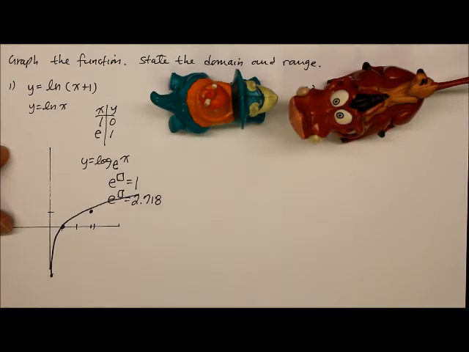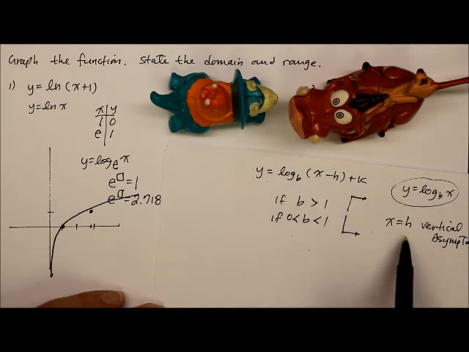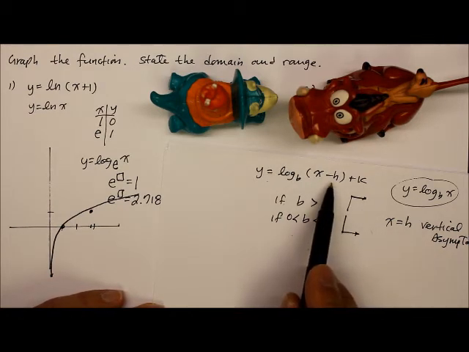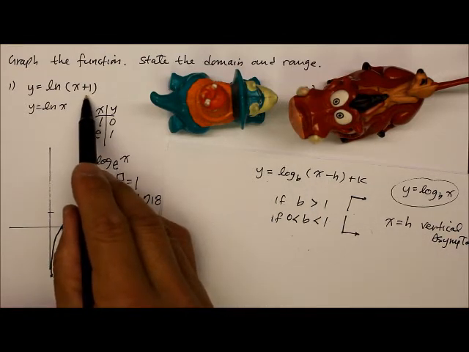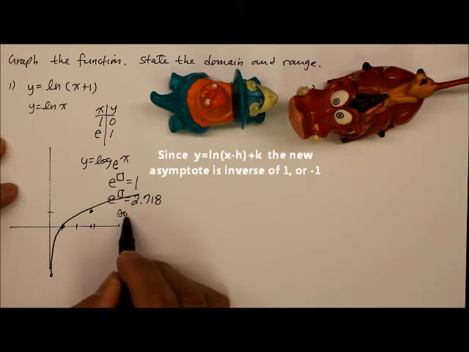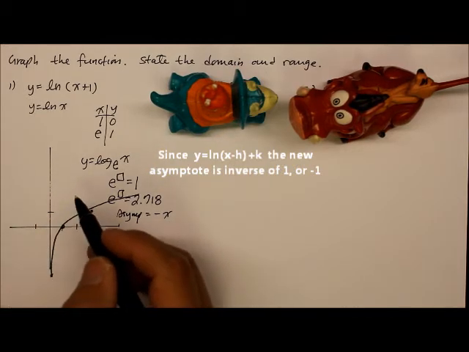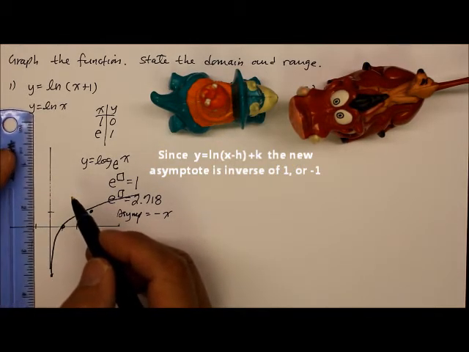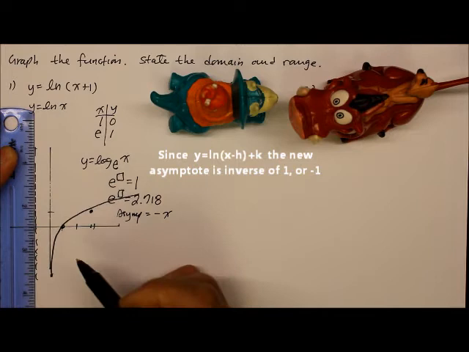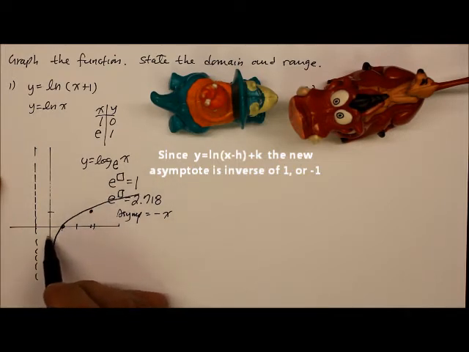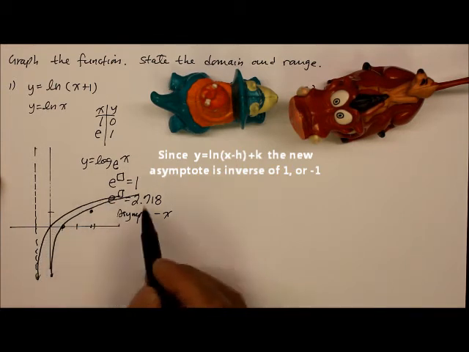But wait. Remember the general form of the logarithmic function? The h is going to determine the vertical asymptote. In this case, the h is -1. So, the asymptote now is going to be at -1. So here's -1. And that means the entire function, the line, is going to shift to the left. And so the new line should look something like that.